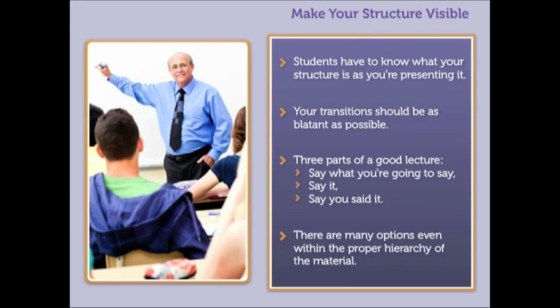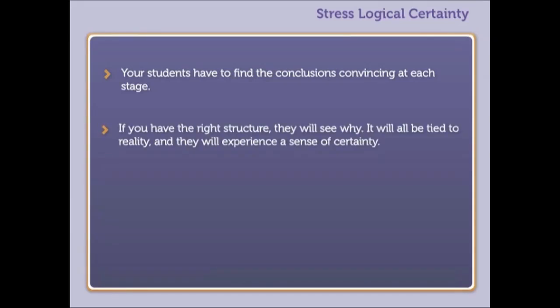Now, the last point I want to make with regard to order is this issue of certainty. I just want to observe that this is a key aspect of teaching thinking methods. Your students have to find the conclusions convincing at each stage. If you have the right structure, they will see why. It will all be tied to reality. And at each point, they will experience a sense of confidence, sureness, certainty. And this, of course, is a virtue. Knowledge means certain knowledge. If you're communicating knowledge, you are communicating certainty.